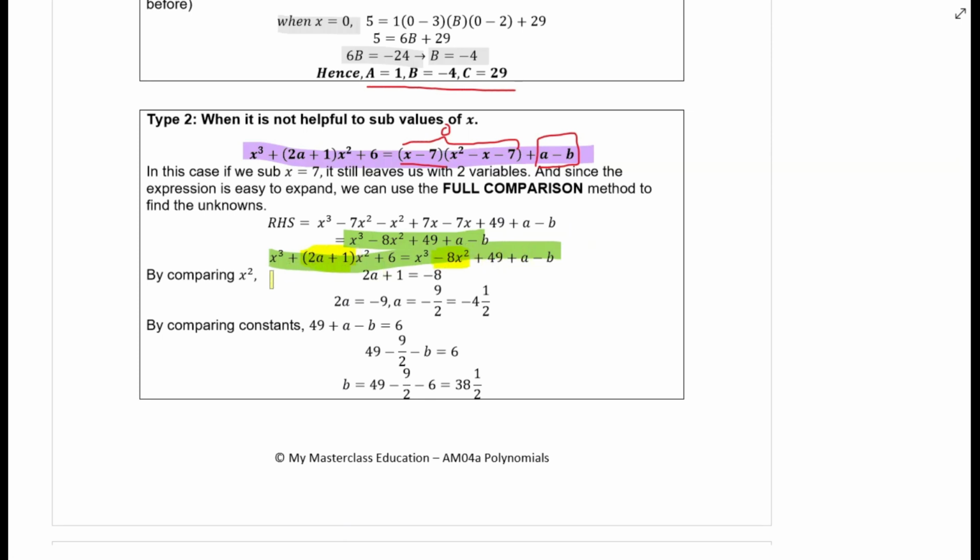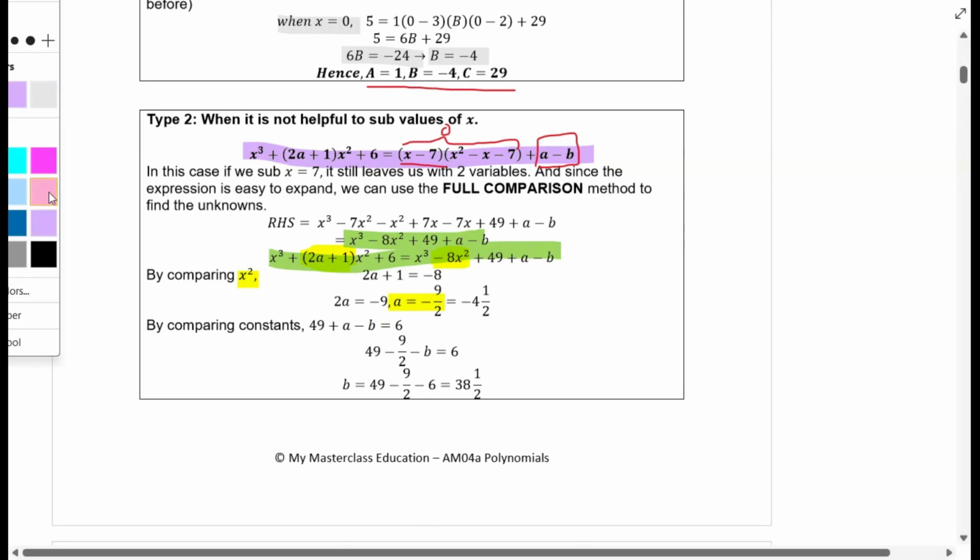So focusing on the x squared terms, we'll equate left hand side equals to right hand side. 2a plus 1 equals to minus 8. And then solving for our a, we get a equals to minus 9 over 2. And then we still have one more unknown, b. So how do we find b?